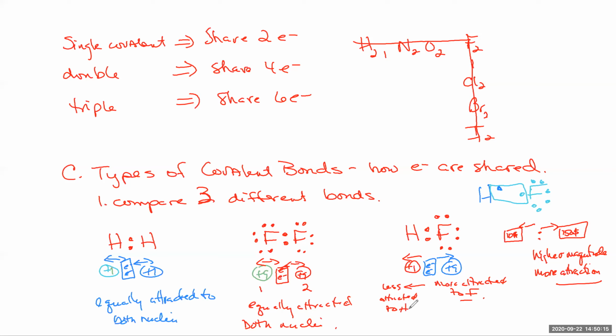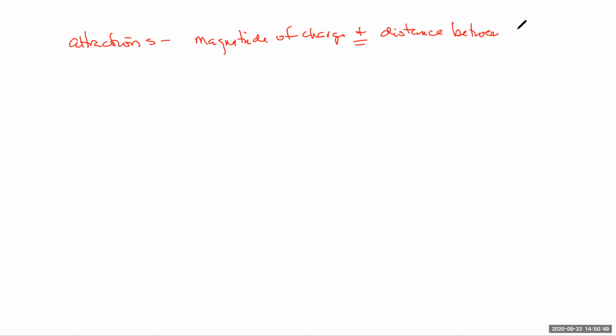Now, that's a simplistic way to look at it, because then what you would have to argue is electrons are more attracted to atoms that have higher atomic numbers than atoms with lower atomic numbers. So I'm not really telling you the whole picture with just the magnitude. When you're looking at the attractions, it's based on two factors: magnitude of the charge, and it's also based on the distance between the charges.